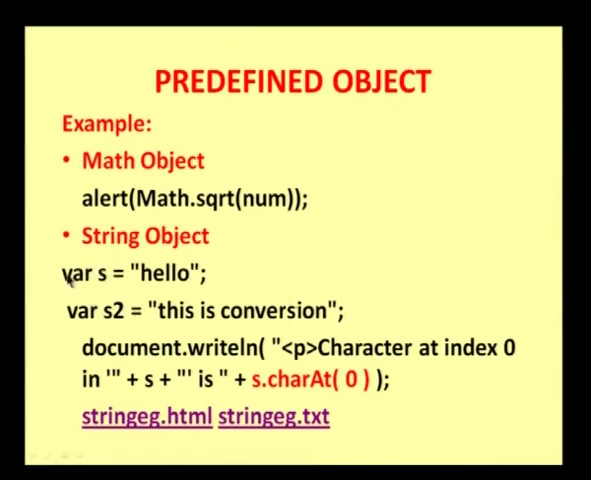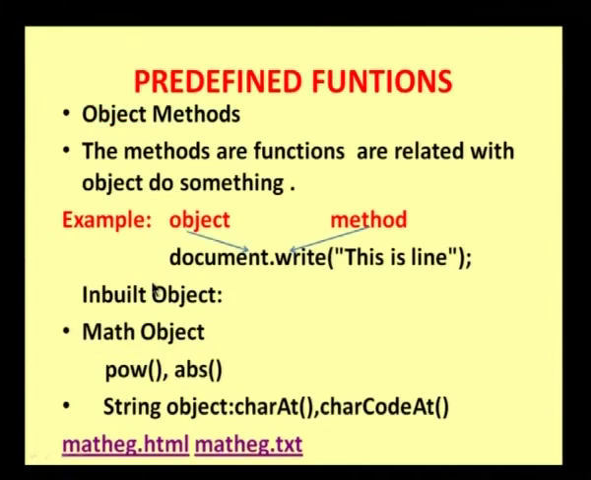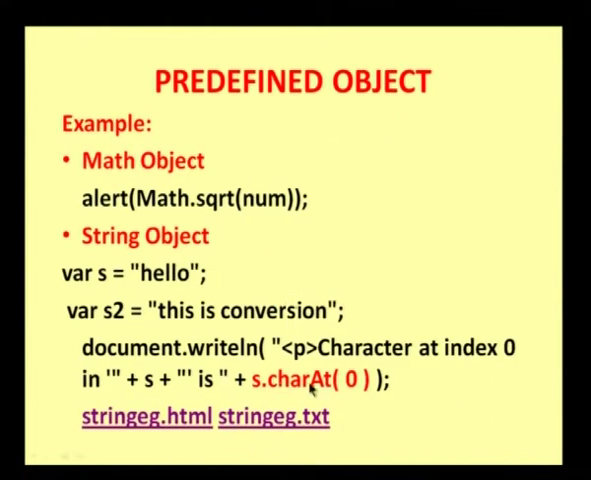As usual, the string will be declared with the variable s is equal to, and we are going to assign hello as a string. This charAt is an inbuilt function which is available in the string object. Consider the string object as having several functions to manipulate the string, like charAt, which returns the character at a particular position, and charCodeAt. Likewise, we have many functions to perform string manipulations, and one of these methods is charAt of 0.